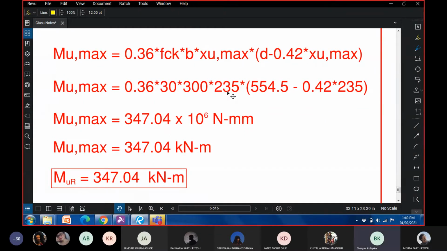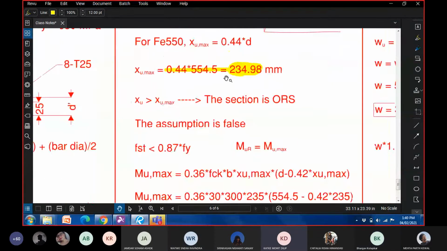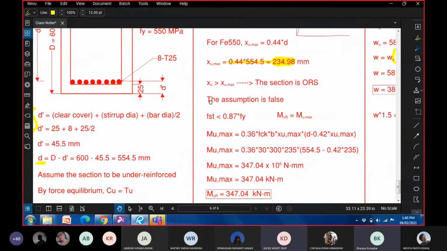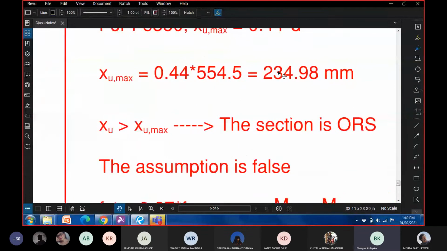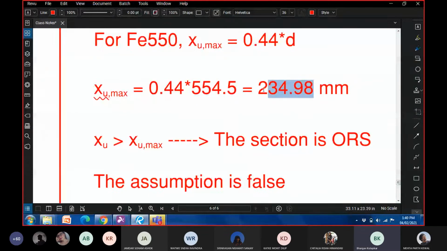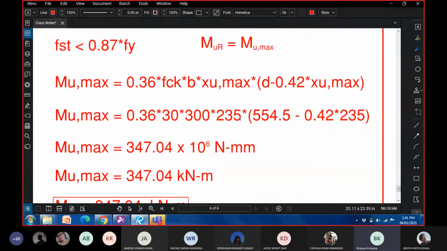Okay, any questions here? Bhargav, the value for XU max is coming as 244 and instead of 234. Yeah, it wasn't 234, it is 243. So now we're going to have a correction here. 0.44 times 0.5, so it is 243.98. Okay, so this I can approximate as 244.